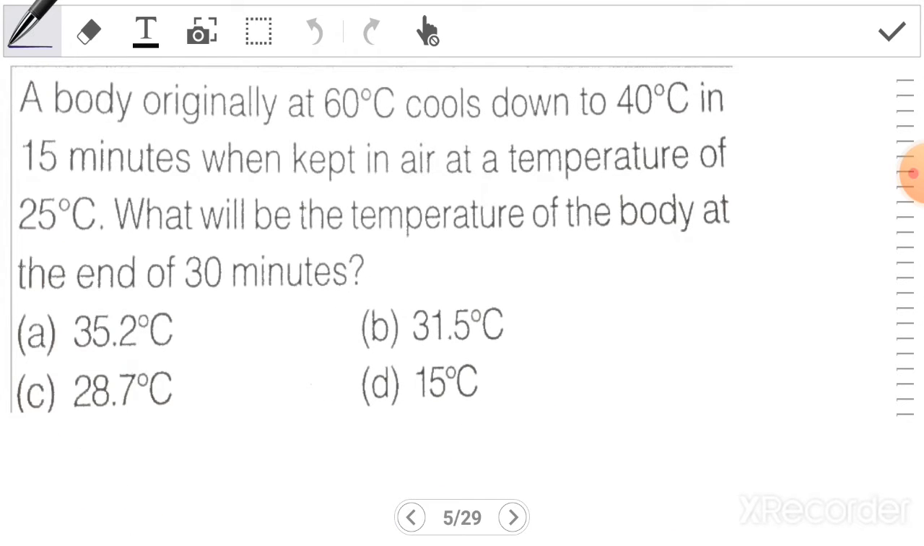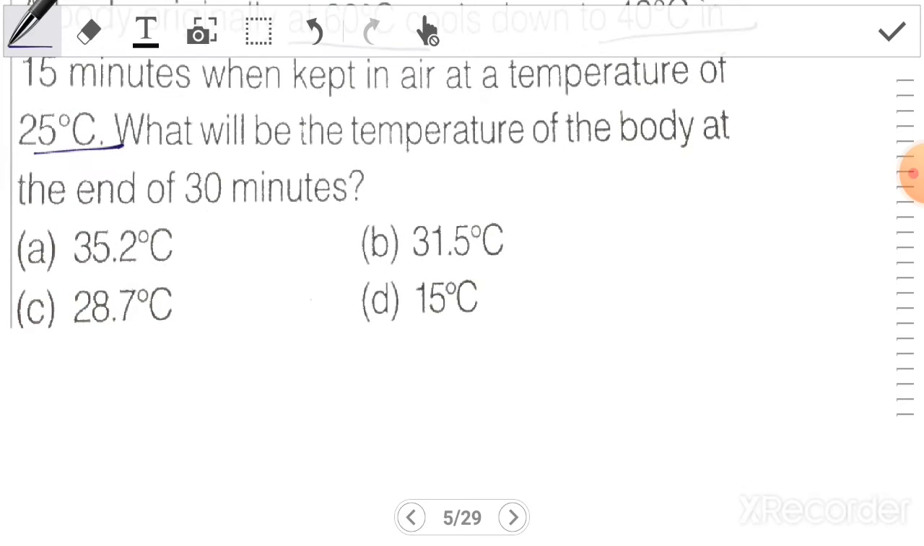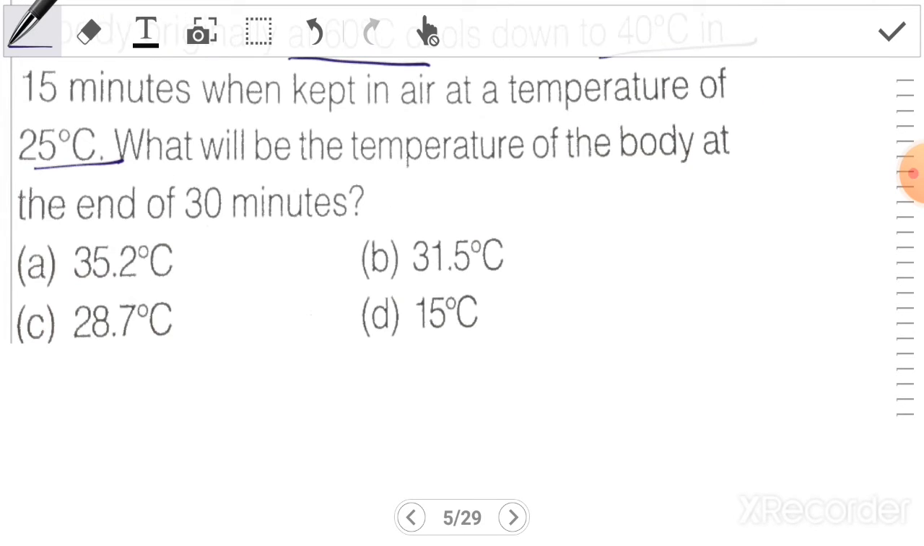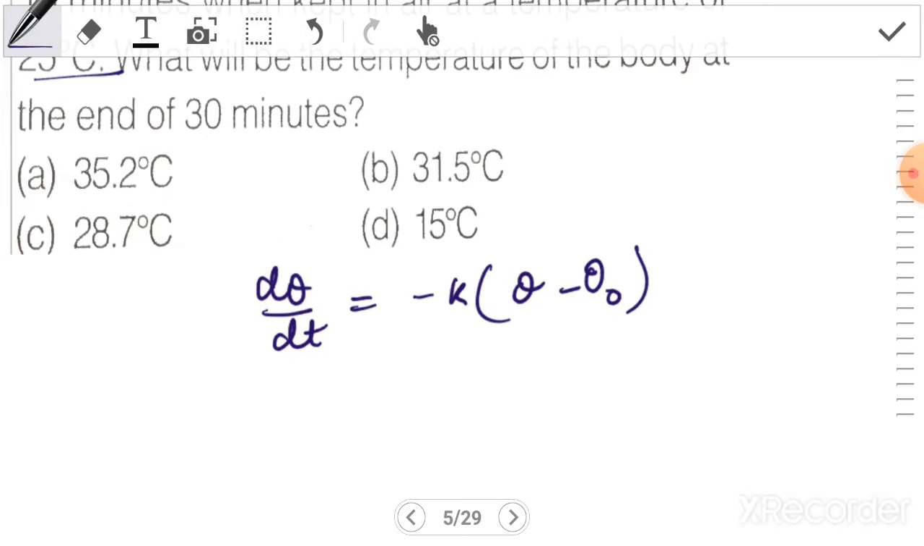A body originally at 60 degrees Celsius cools down to 40 degrees Celsius in 15 minutes when kept in air at a temperature of 25 degrees Celsius. What will be the temperature of the body at the end of 30 minutes? Clearly this is from Newton's law of cooling. From Newton's law of cooling we have dθ/dt is equal to minus k times (θ minus θ0). So this is in variable separable form.